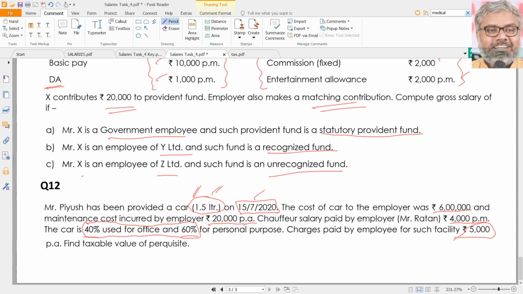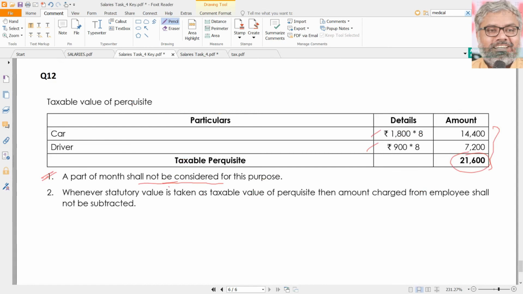What is the salary of the driver? We don't care. What is the cost of the car? We don't care. How much cost is incurred by the employer? We don't care. How much is recovered from the employee? Irrelevant. Everything is irrelevant when the car is used for both official and personal purposes. And the percentage of official and percentage of personal also is irrelevant. All of that is irrelevant information. A simple calculation of these two things will give us a perquisite value of 21,600. That is question number 12.